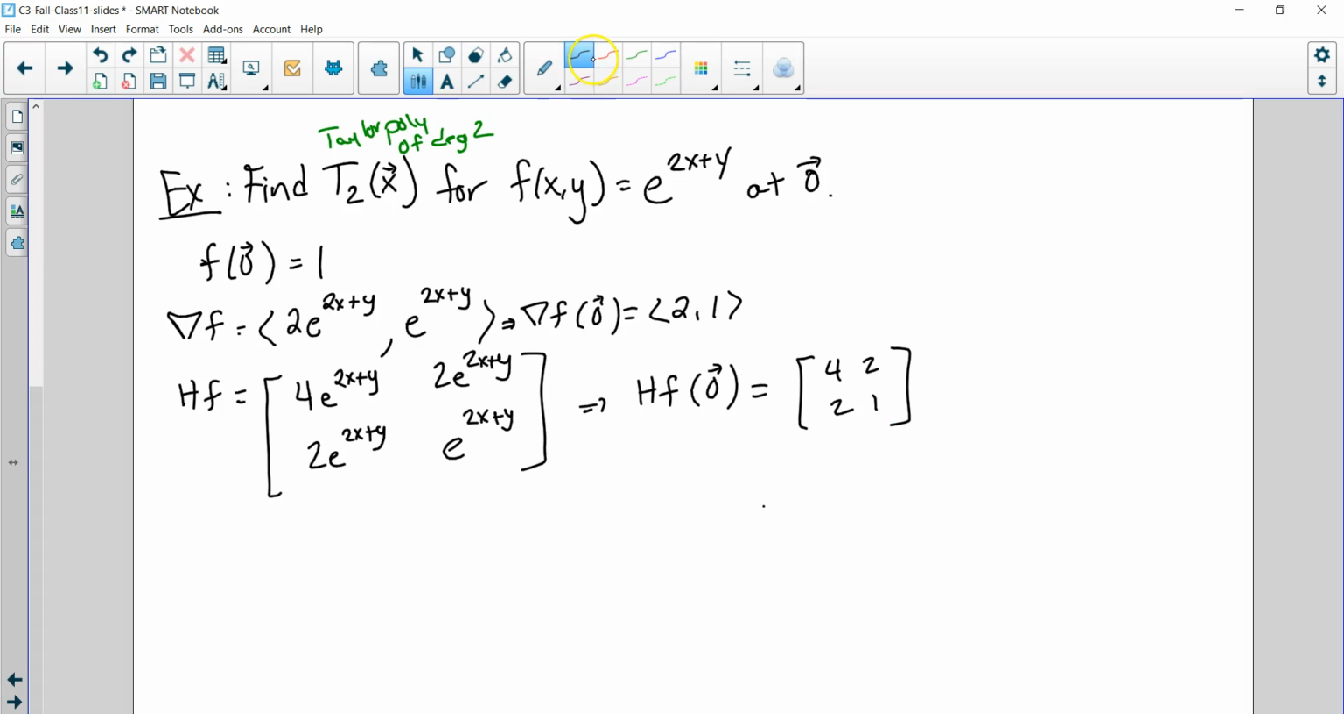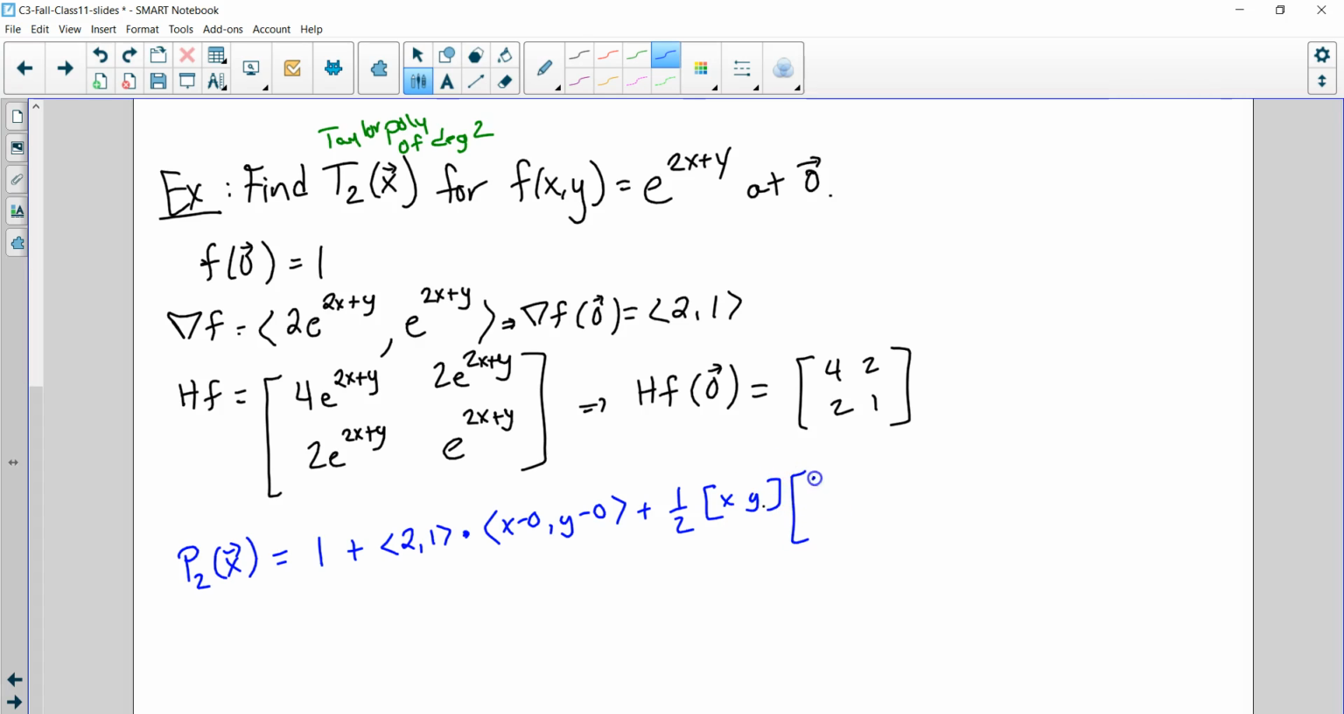And so I'm going to say that this P2 of x, or T2, it doesn't much matter, is going to be 1 plus the gradient at the point, so 2, 1, dotted with x minus 0, y minus 0, and then plus 1/2, and then I'm going to have x, y, and then 4, 2, 2, 1, and then x, y.